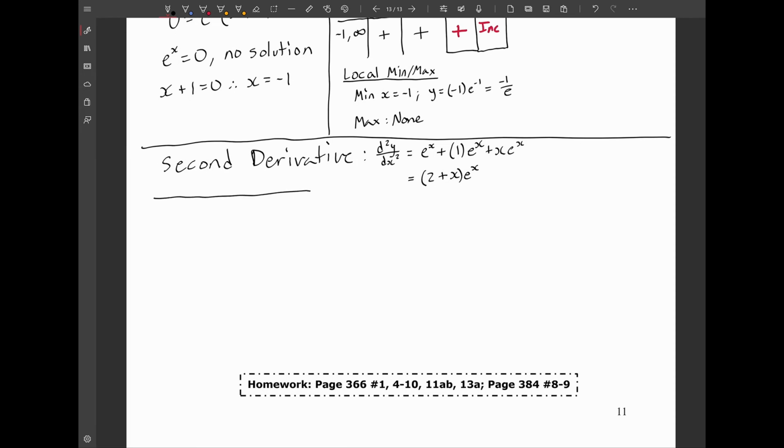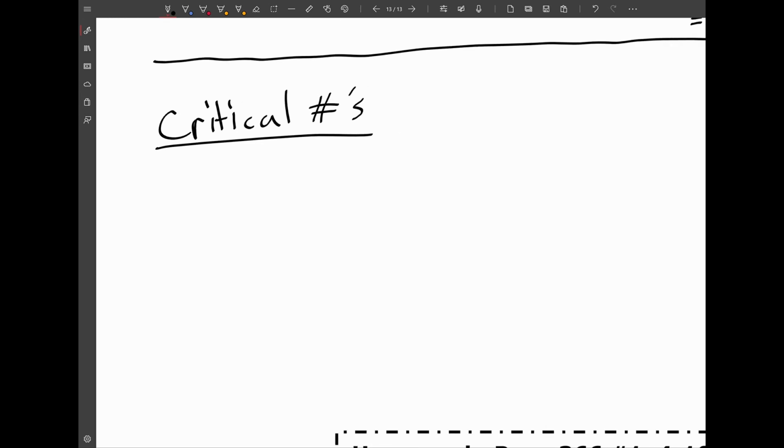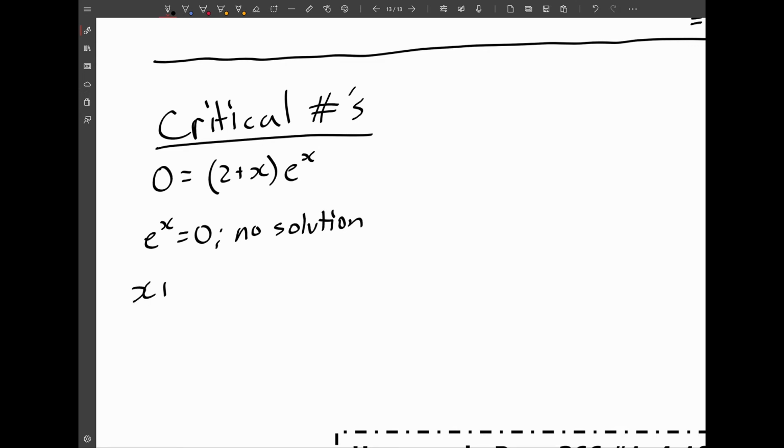We're going to look for potential points of inflection. Okay. So what numbers are critical to us this time? Our critical numbers here is when 0 is equal to 2 plus x times e to the x. And yet again, we have two options, when e to the x equals 0, which of course has no solution, and when 2 plus x or x plus 2 equals 0, same thing.